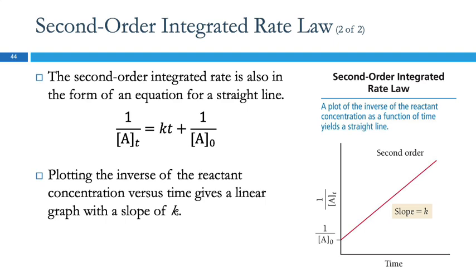Great question. Okay, so this is also in the form of a line. Y equals mx plus b. So here, the slope is directly equal to the rate constant. And y is going to be 1 over the concentration at a given time. And that intercept is going to be 1 over the original concentration. You get a linear graph when we plot 1 over concentration versus time.